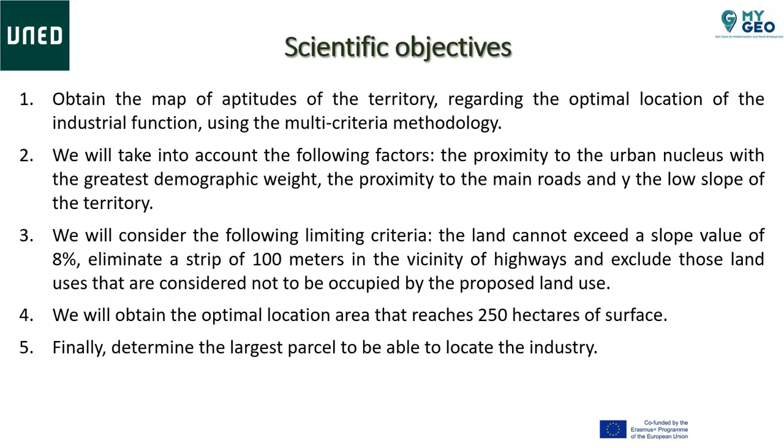At the same time, we will consider the following limiting criteria. A. The land cannot exceed a slope value of 8%. B. Eliminate a strip of 100 meters in the vicinity of highways. C. Exclude those land uses that are considered not to be occupied by the proposed land use. Finally, we will obtain the optimal location area that reaches 250 hectares of surface.